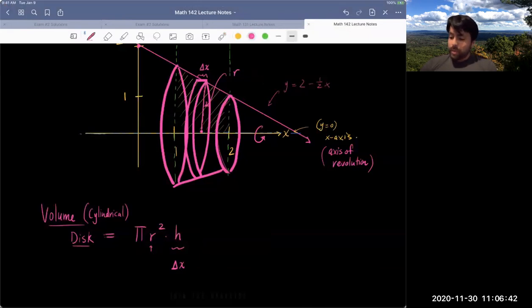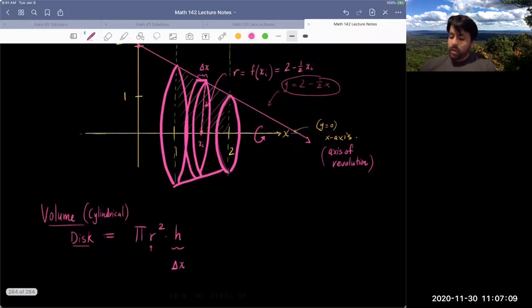And since we chose a particular x sub I, it's some disk. We don't know which one it is, but it's one of them, right? So this radius would be what? It'll be the function evaluated at x sub I. But we already know what that function is, right? This is our function here. So my radius is really 2 minus 1/2 x sub I.